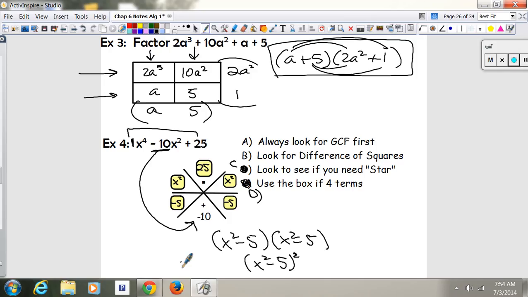Okay, so let's practice on a few now. So those are basically what we're going to be doing for all of 6.7, is just practicing. So moving on.